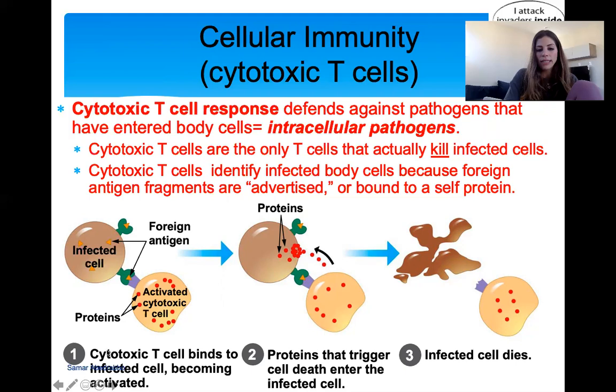So here you have a cytotoxic T cell. It binds to an infected cell and it becomes activated. Remember, it becomes activated because you get cytokines released that activate it. Then the activated cytotoxic T cell will cause the infected cell to die. So it'll become a killer T cell. It will kill this cell. Usually it does it by causing formation of different proteins that cause holes in the infected cell.